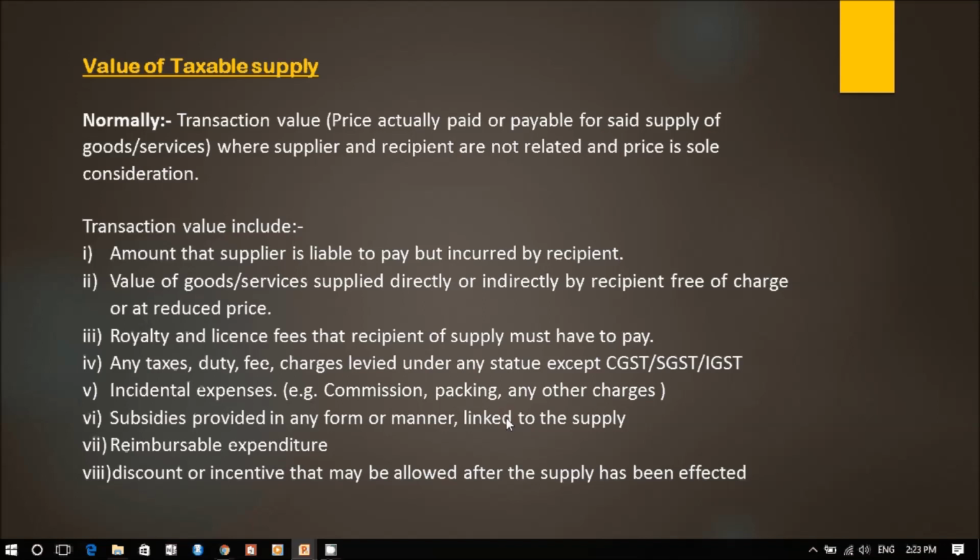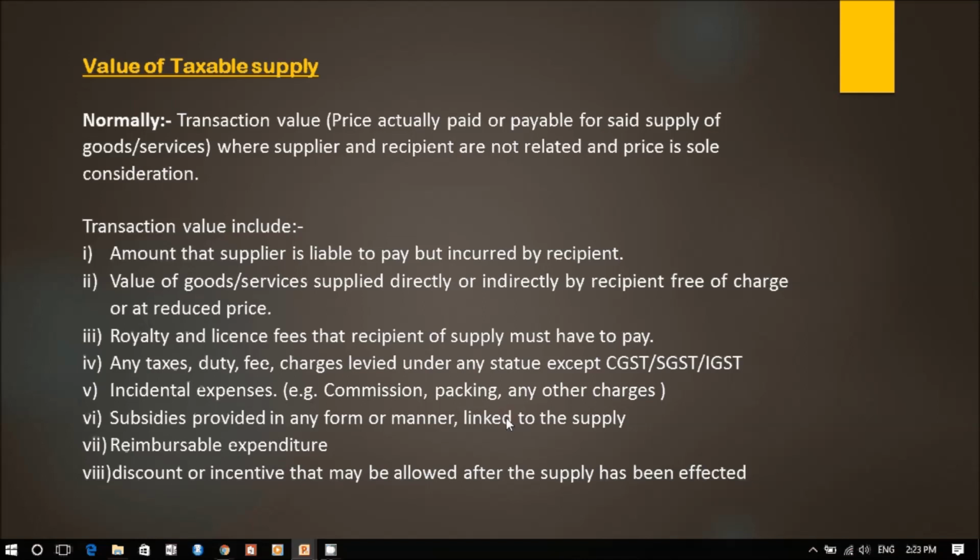Another thing, discount or the incentive that may be allowed after the supply has been effected. If supply is already made and now after it you are giving any discount or the incentive, then that would not be reduced from the transaction value. This would be part of the transaction value in itself. Why? Because that may be due to any of the reasons. If you are not able to recover any amount, then you are saying, yeah, it's the discount. No, discount and the incentive should be decided at the time of supply, not after the supply.